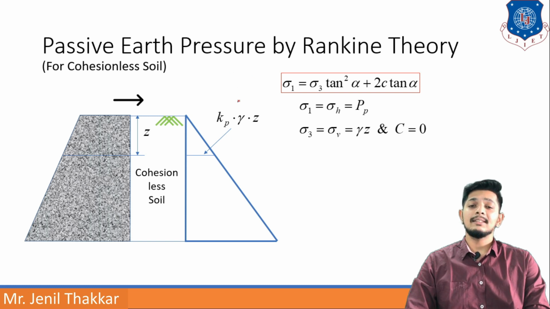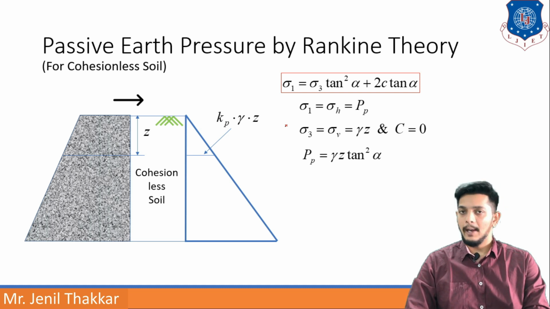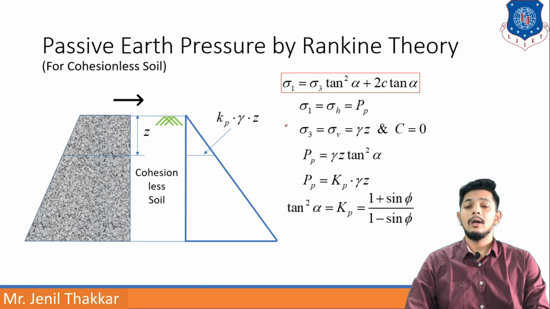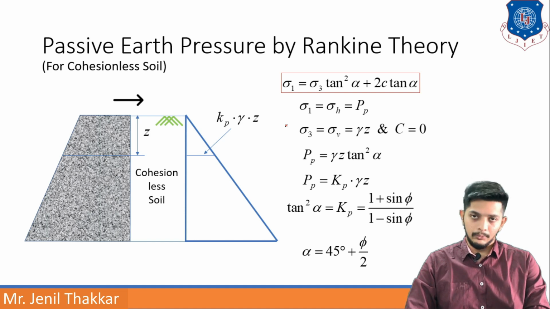So putting C equal to 0 and these both values in the equation, I am getting Pp as gamma Z into tan square alpha. Here, Pp can be written as Kp into gamma into Z, and Kp will become tan square alpha, or we can say (1 plus sin phi) upon (1 minus sin phi) for this case. So, here we will take alpha as 45 plus phi by 2.